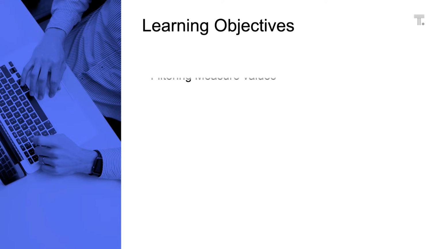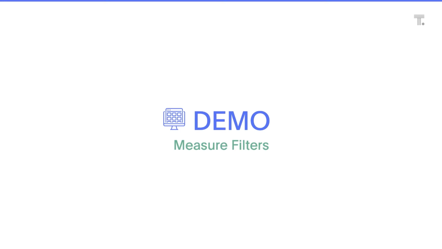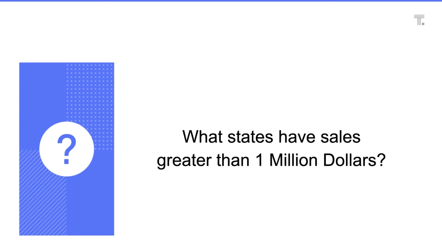In this tutorial, you will learn how to filter and add conditions on measure values. You will also learn about helpful keyword operators that can be used directly in the search bar. As we've discussed, the filter window changes based on the criteria of the data field you are filtering on. Let's look at an example for a measure like sales. Let's say what you want to know is which states have sales greater than $1 million.